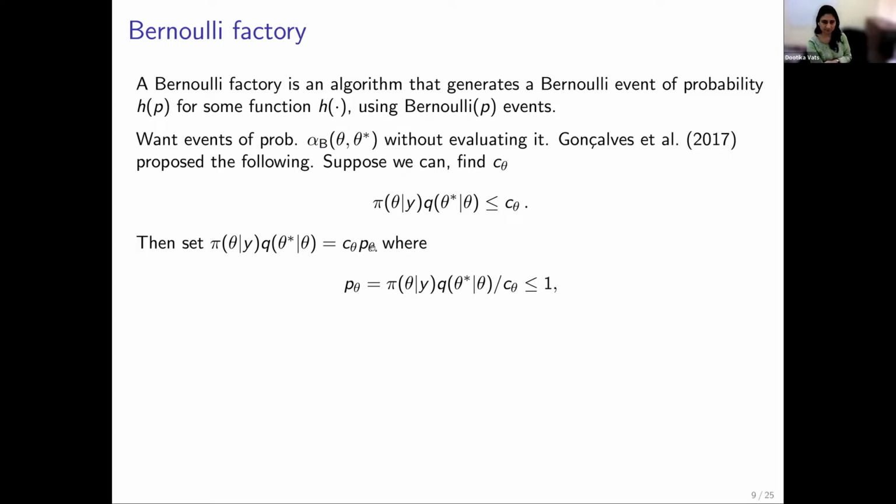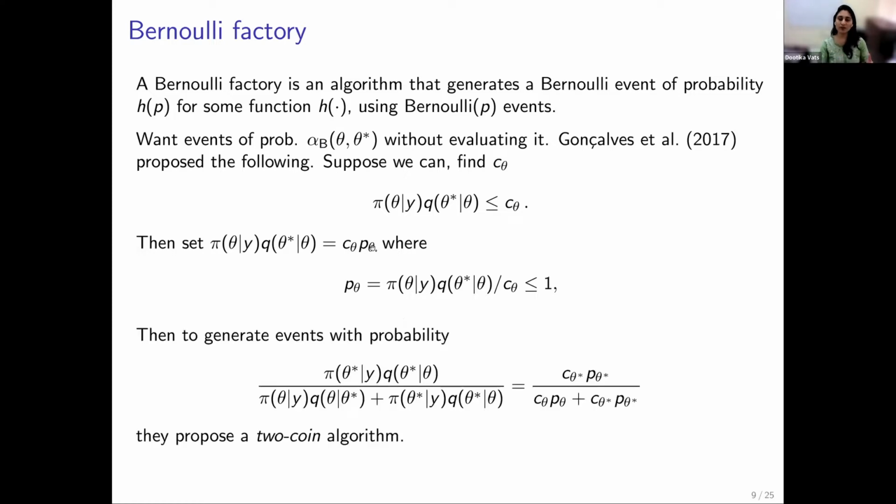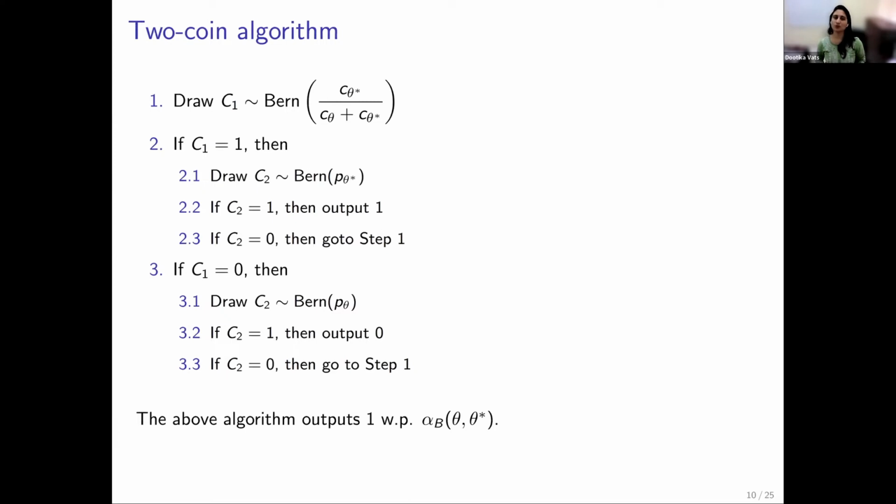If I can do this, then what I want to do is basically generate events of probability c theta star p theta star divided by c theta star p theta star plus c theta p theta. This is what I want to do in terms of c and p. And what they propose is what is called a two-coin algorithm. So let's go over the two-coin algorithm.